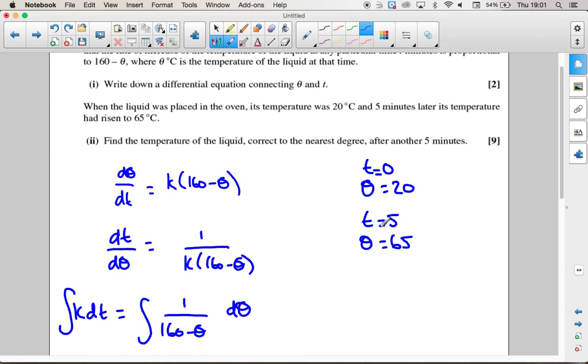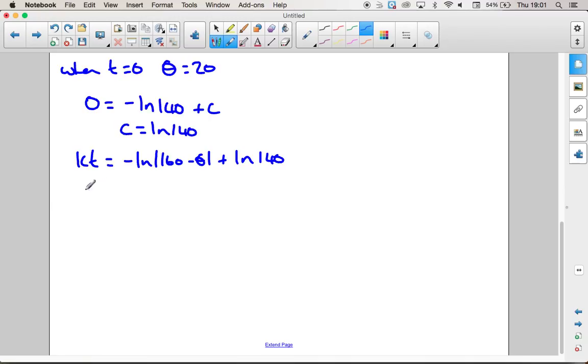And we also know that when t is 5, theta is 65. So that's 5k equals minus ln 160 minus 65, which is 95, plus ln 140. So k is going to be equal to minus ln 95 plus ln 140, all divided by 5. So I've got a k value of 0.0776, which I'm going to save into my memory. So I've just put that into my memory A.